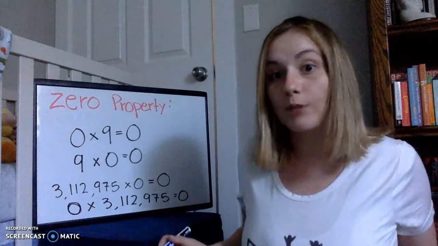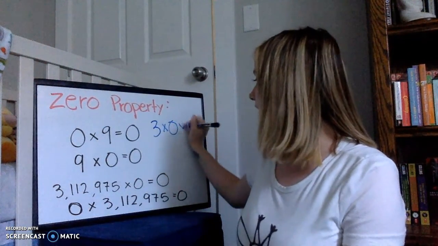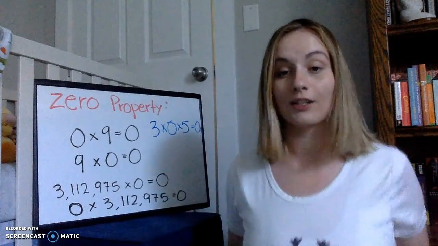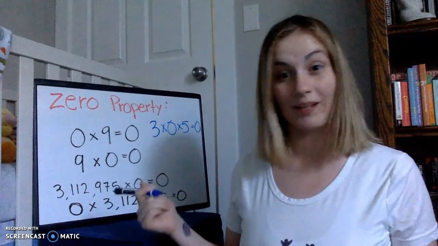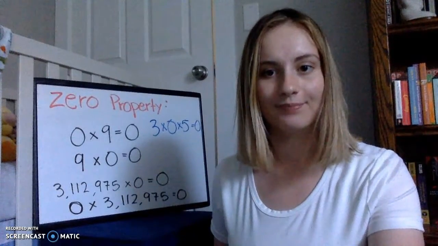I could have 3 numbers multiplied together. 3 times 0 times 5. My answer would still be 0. If there's a 0 in the multiplication, the answer is 0. That's all the zero property is saying.